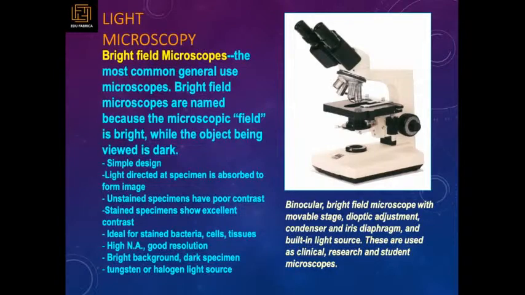So first things first, bright field microscopy, the basic microscopy, is the most common general use microscope. Bright field microscopes are named because the microscope field is bright while the object being viewed is dark. So it has a simple design, light directed at the specimen is absorbed to form the image. Unstained specimens have poor contrast, whereas a stained specimen shows excellent contrast. So it is ideal for stained bacteria, cells, and tissues. So pretty good in that case.